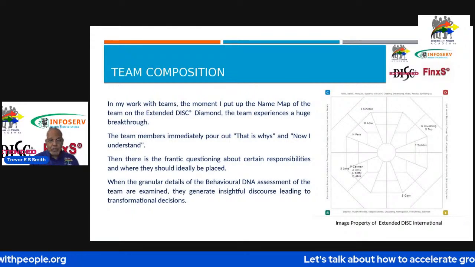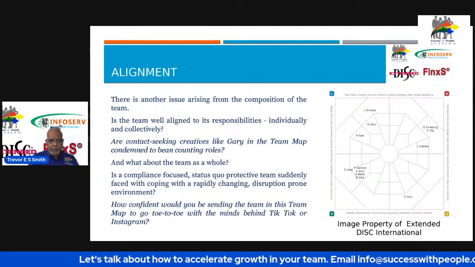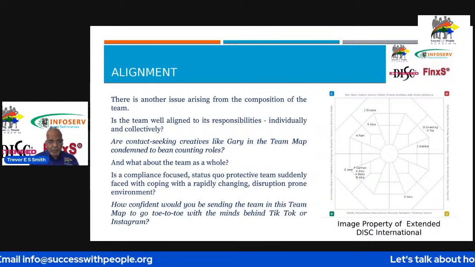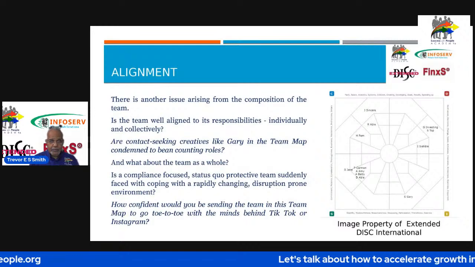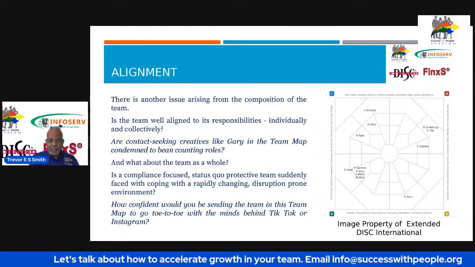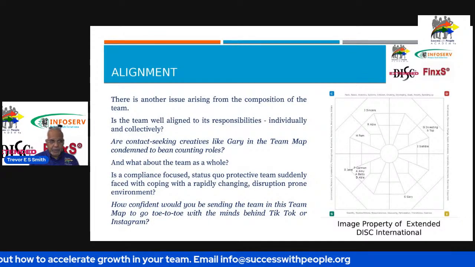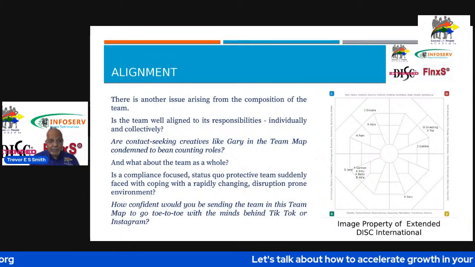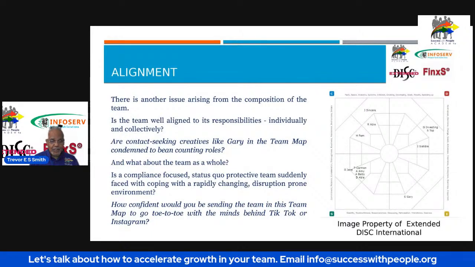So let us talk a little bit more also about the team composition. If we look at the whole question of alignment now from another perspective, how well is the team aligned to the responsibilities that they have to discharge? So, as we are saying now, when we look at Gary, who is likely to be contact seeking, wants to connect with people, wants to be creative, wants to be innovative, is Gary tied down like I was when I just left school?